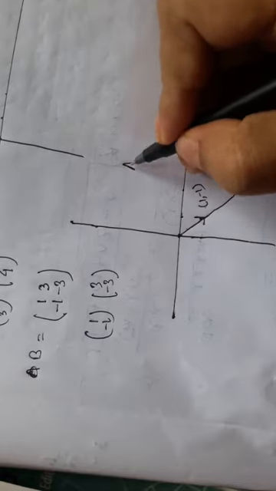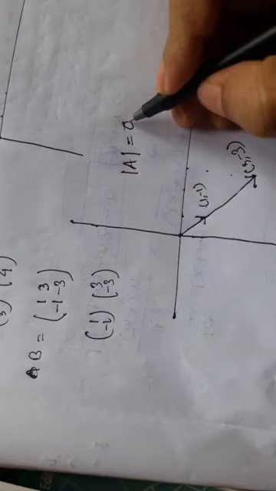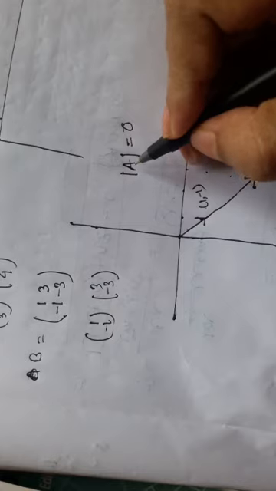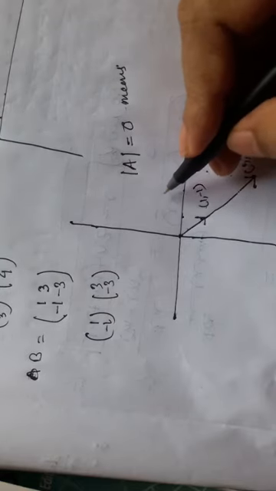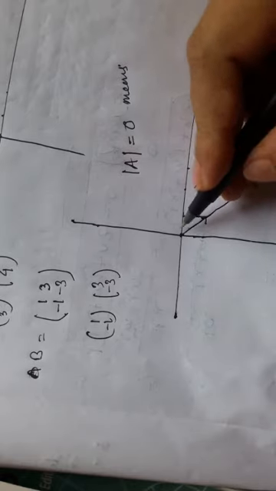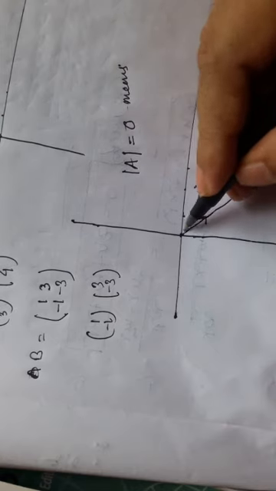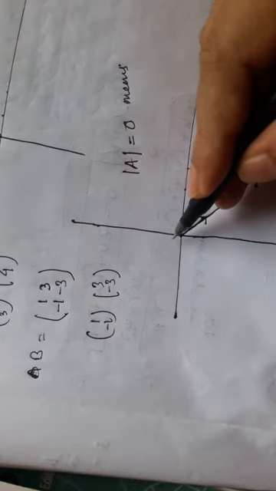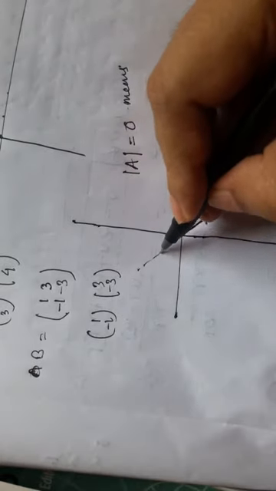So we see here, when a matrix is singular, that is det is equal to 0, this means the vectors must be collinear. The vectors forming the matrix must be collinear. Collinear means the vectors lie on the same straight line.